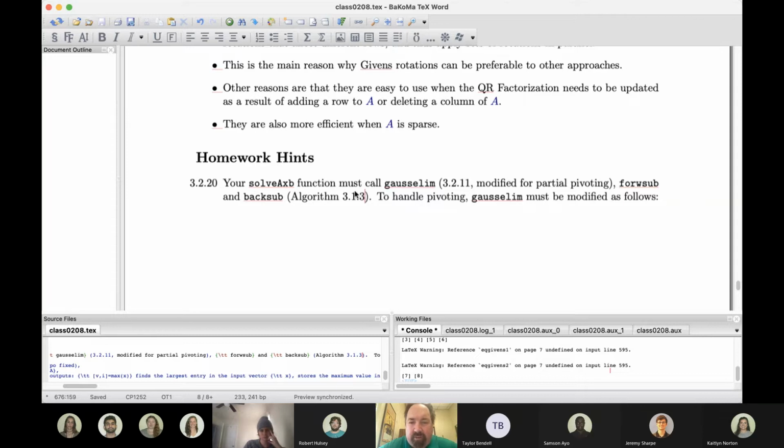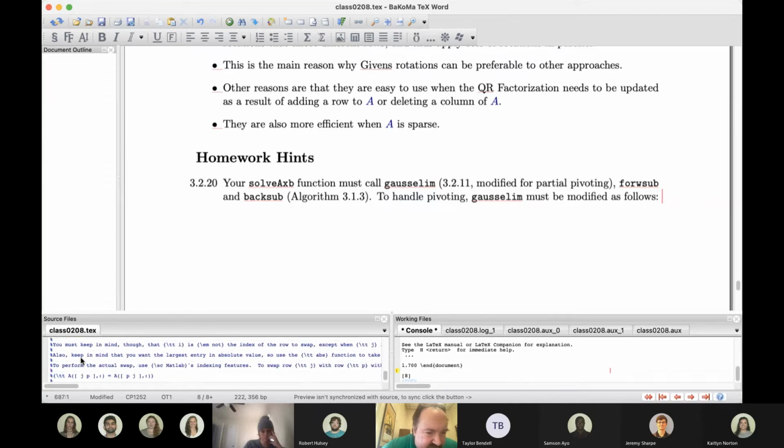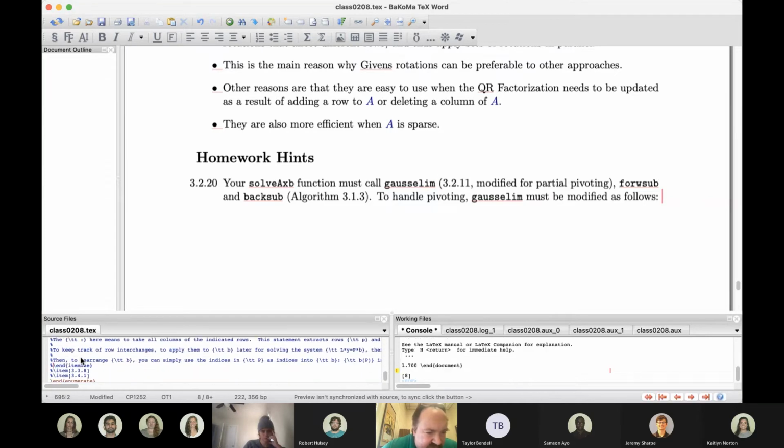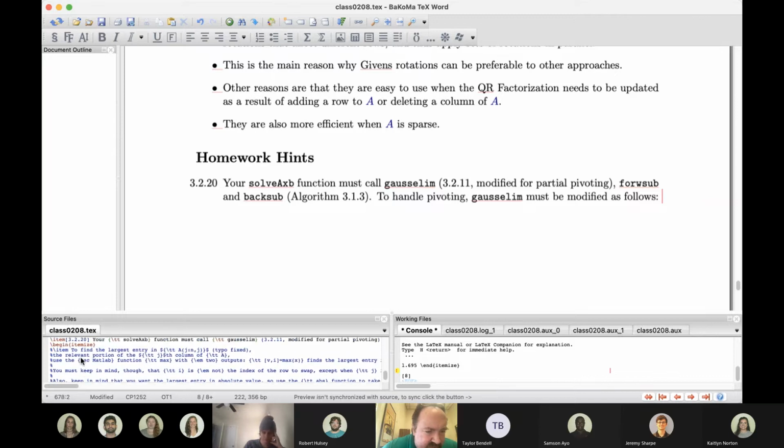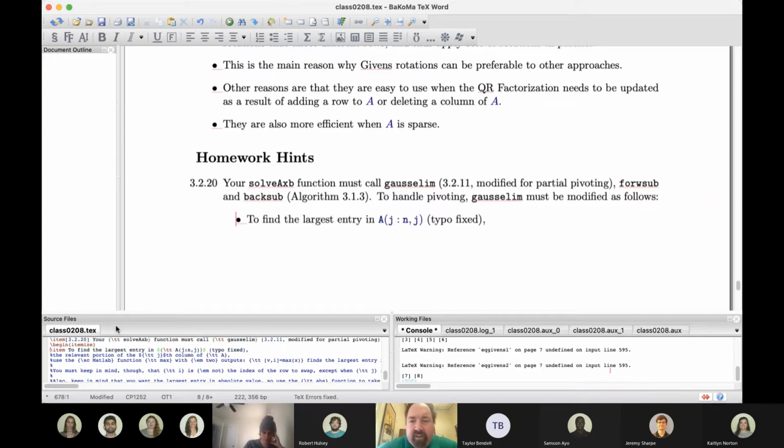The main part of the work will be here. This function from this problem will already do Gauss elimination, but now you've got to modify it for partial pivoting, and that's where the main difficulty is. Okay. So now I'll give some pointers about that.